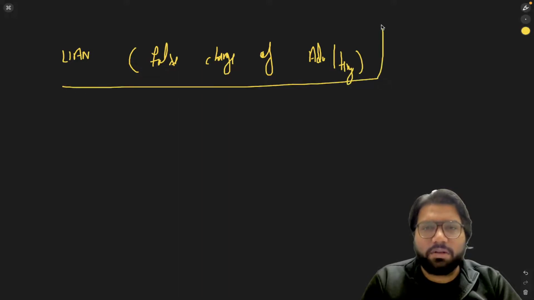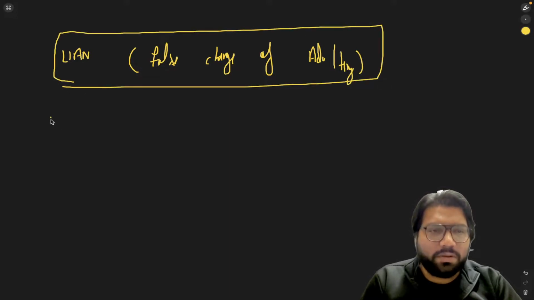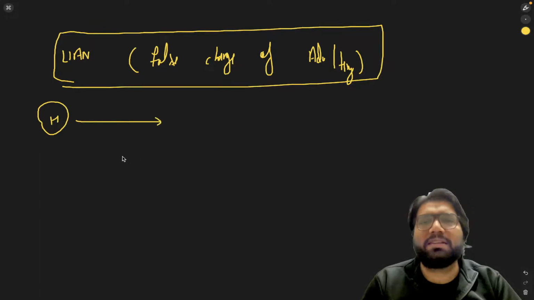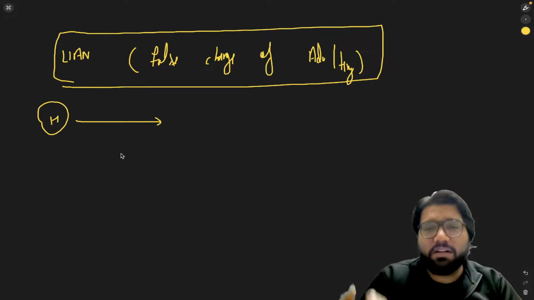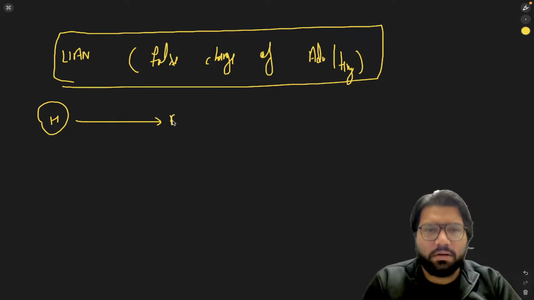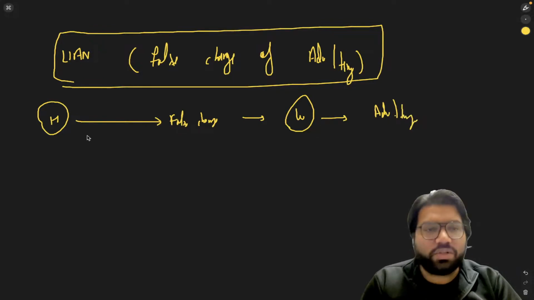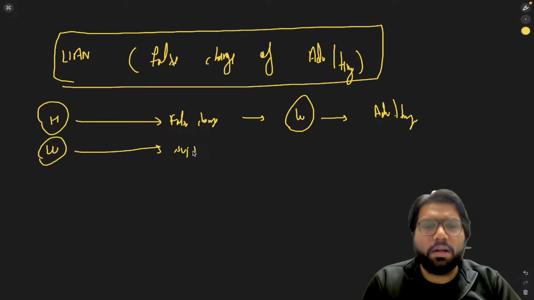Now what exactly this concept is, if suppose this is the husband and he made a statement. Basically he put a false charge on his wife that she is in adultery. In this situation, the wife has got all the rights to file a suit and take divorce. This is basically the concept.